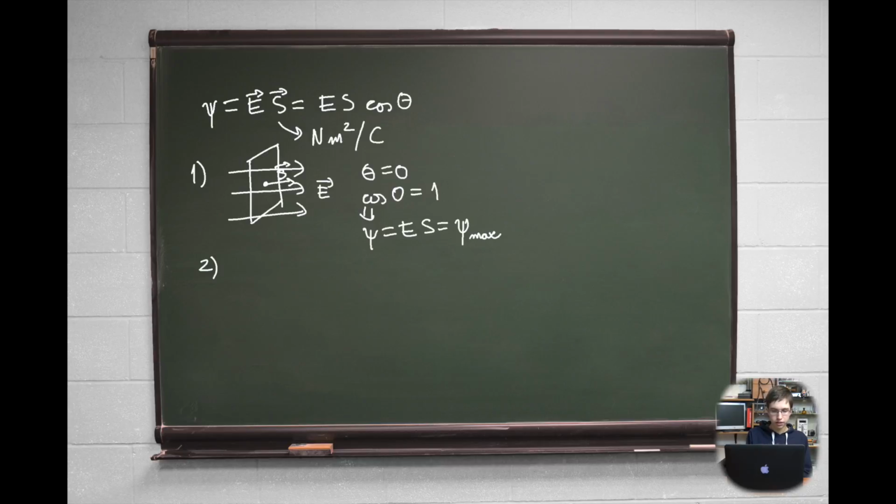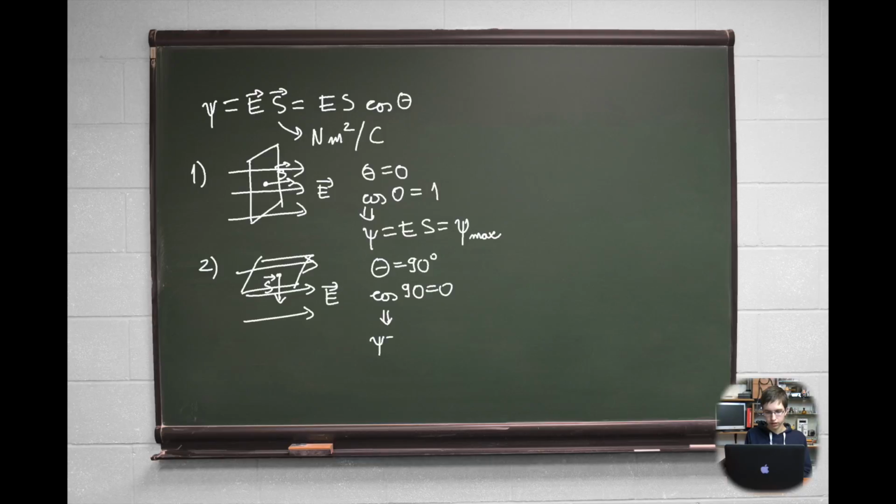The second case, where the surface vector is normal to the electric field vectors, it's perpendicular to them, which means that angle theta is 90 degrees. So theta is 90. And then cosine of 90 is equal to 0. Therefore, psi, this electric flux here, is equal to 0, so there is no electric flux in this case. It is the case when it's the smallest possible. It's psi minimum.